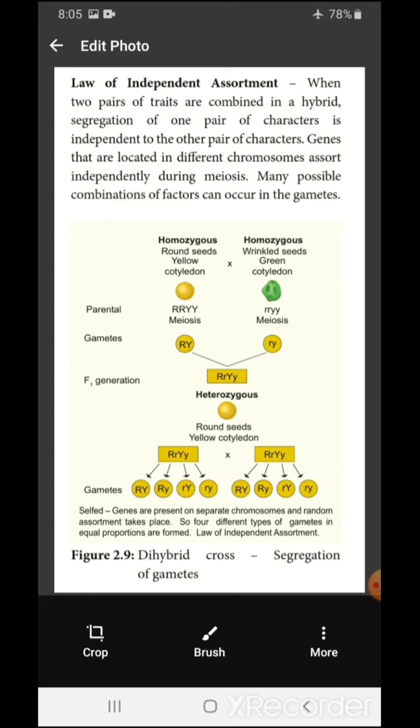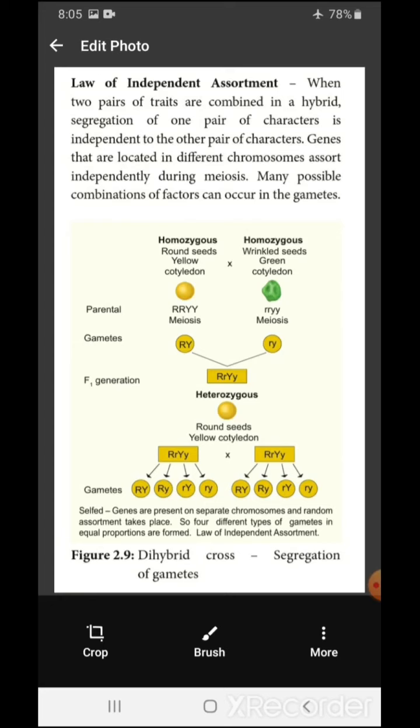It undergoes meiosis to produce the gametes. What is the gamete produced? Capital R, capital Y, produced from the capital R, capital Y parent, and small r, small y from the small r, small y parent.